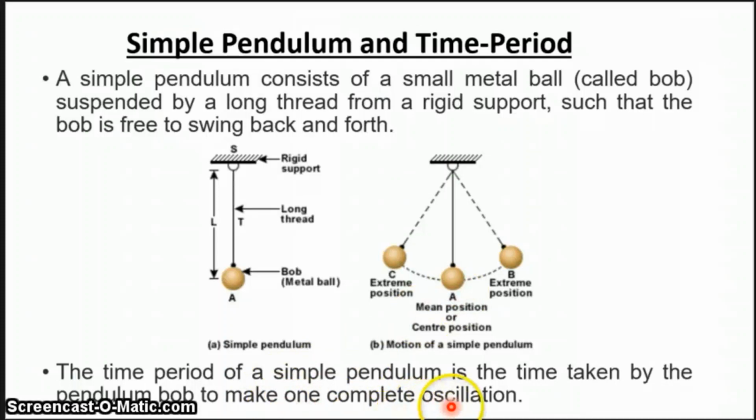And what is time period? The time period of a simple pendulum is the time taken by the pendulum bob to make one complete oscillation, which means the time it took from here to here and then back here. One oscillation is called the time period. Now let us see how we can calculate the time period.